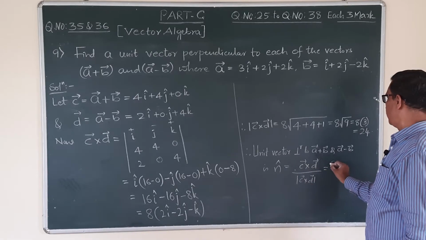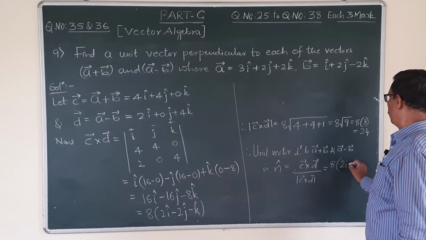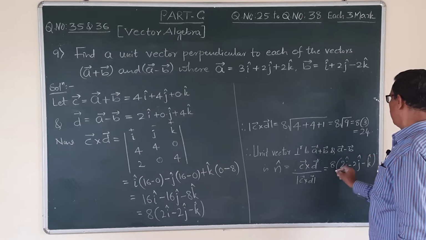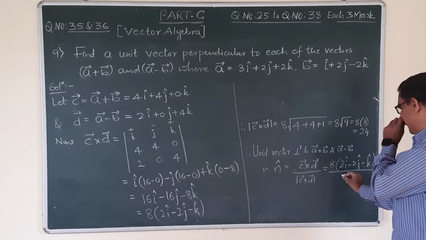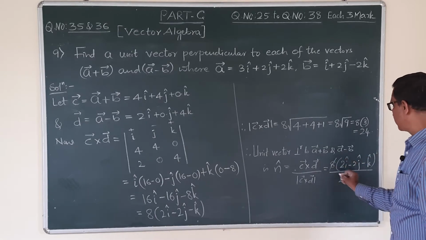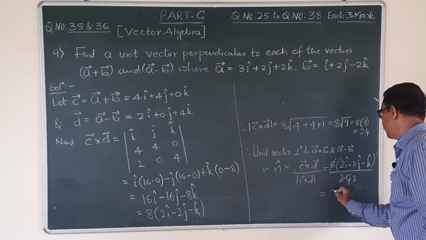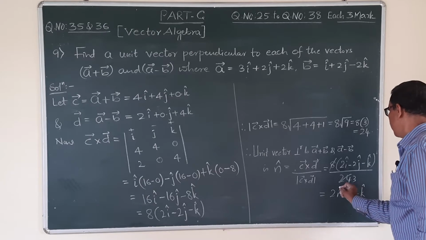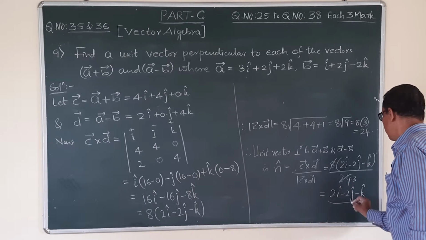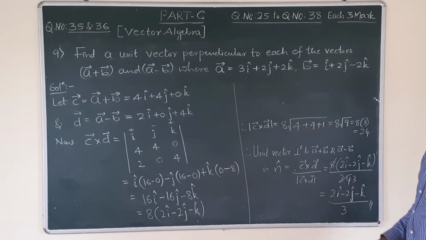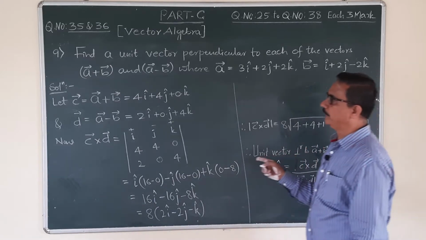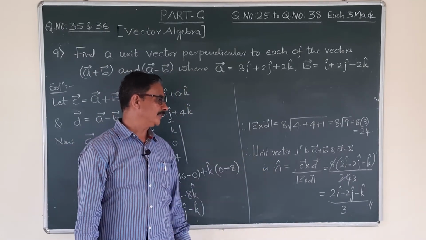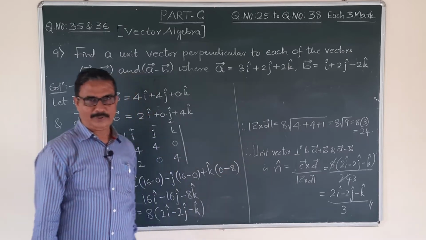What is the C cross D value? 8 into 2i minus 2j minus 1k divided by their magnitude, that is 24. 8 ones are 8, 8 threes are 24, that is 2i minus 2j minus k divided by their magnitude value, which is here 3. This is the unit vector perpendicular to both the vectors C and D. Remember that formula: n cap is equal to C cross D divided by their magnitude.